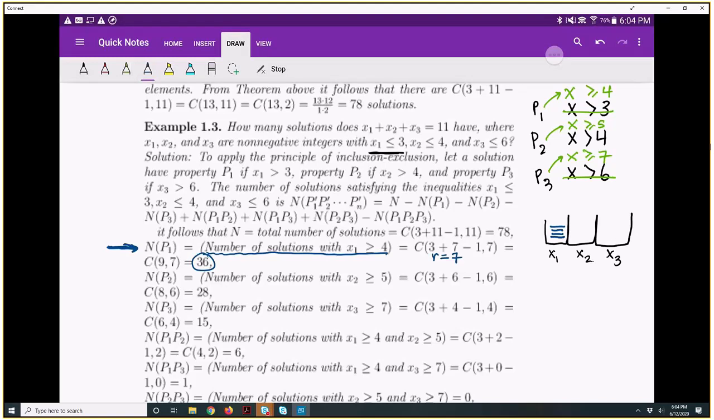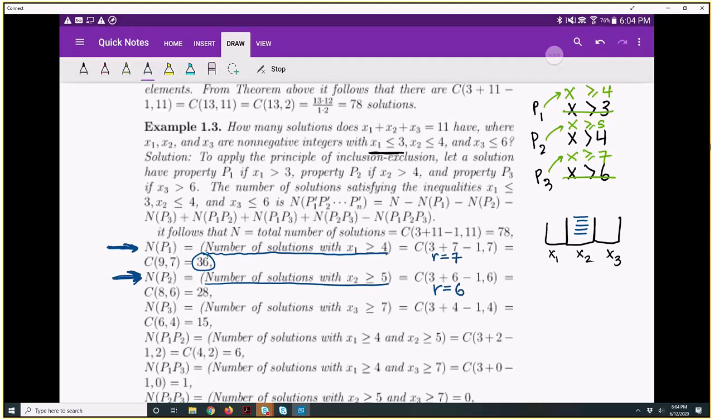All right. Now I want to look at the number of elements that satisfy property 2. The number of solutions with x2 greater than or equal to 5. So now in my boxes, instead of having anything in x1, what I've done is I've placed 5 units into x2 already. So how many units do I have left to place? I have 6. So my r becomes 6. So now my n plus r minus 1 is 3 plus 6 minus 1. That's 8 choose 6, which is 28.